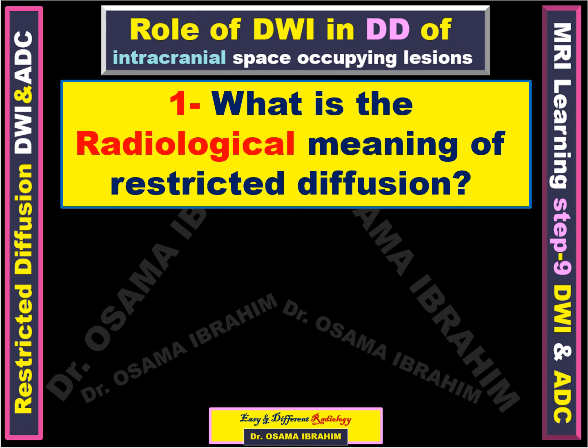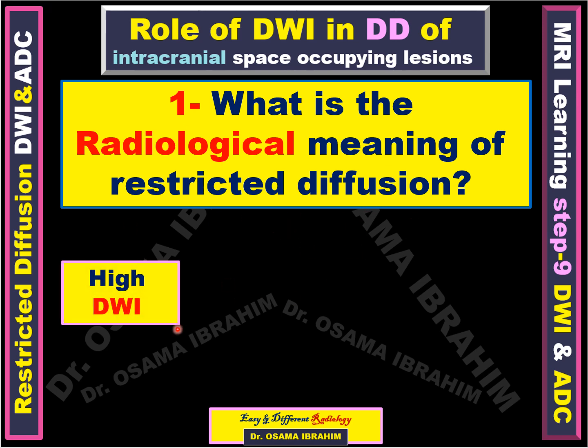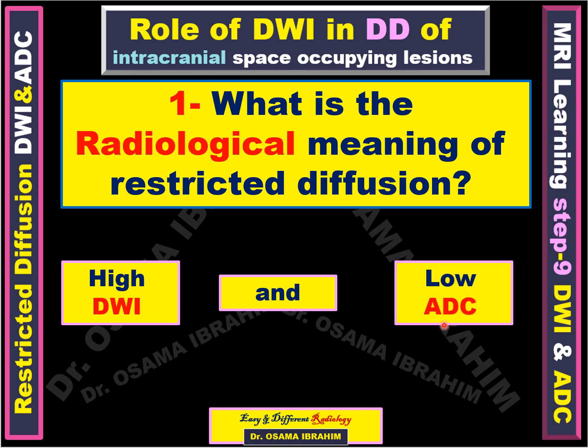The first question is what is the radiological meaning of restricted diffusion? I don't talk here about the physical meaning. I talk only from the radiological overview. The meaning of restricted diffusion is high signal in the diffusion weighted image MRI sequence, and low signal in ADC. Both should be present in the case: high signal in diffusion and low signal in ADC.